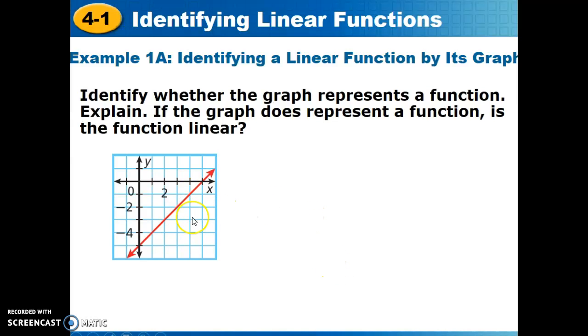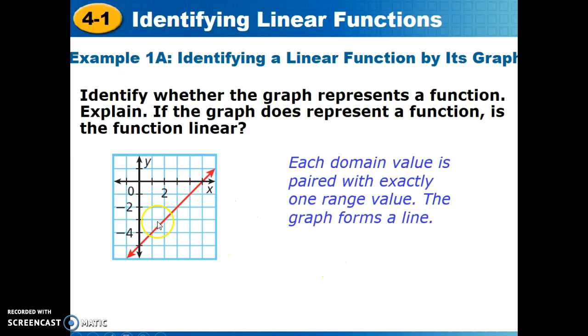Well, again, we can look at it and see a straight line. Each domain value, if I go to -1, I see one y value, which would be -6. If I go to 2, I see one y value, that would be -3. And the graph forms a line. It is a linear function.